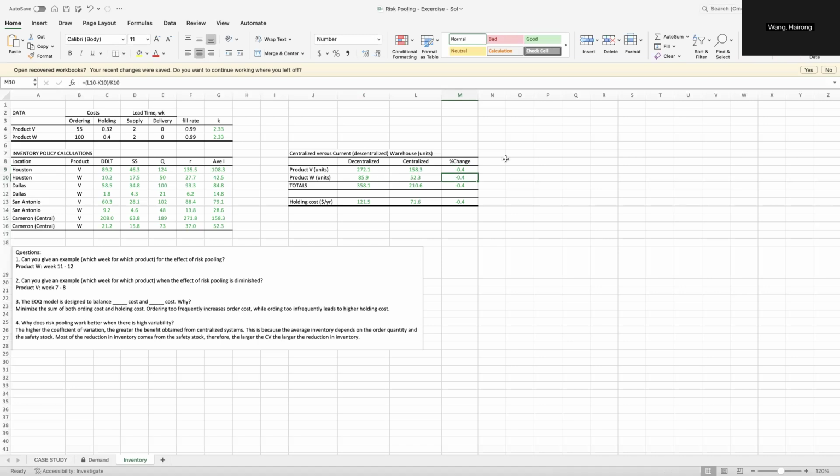And then similarly to product V, we do the same thing for product W. As shown here, for product W, we will calculate the summation for product W in 3 locations.